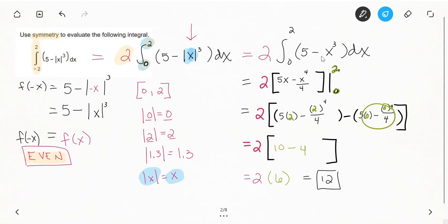So for this interval from x equals 0 to x equals 2, I would just have x cubed. I can drop that absolute value.